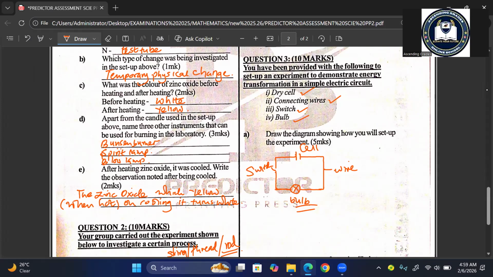This is a scientific representation of a cell. We have one long straight bar like this, and we have a small one. So this one means this is the positive terminal and the small one the negative terminal.